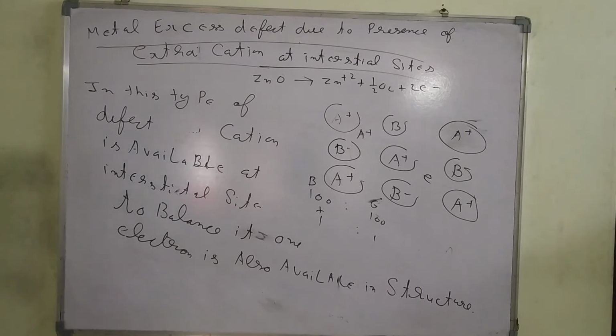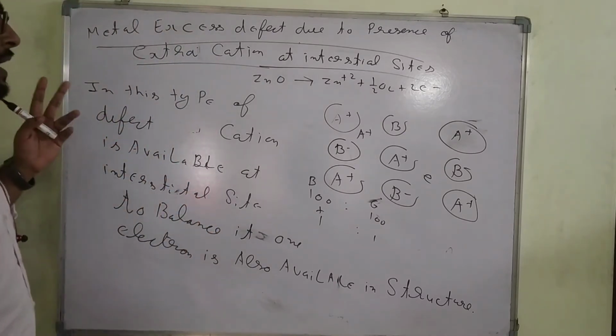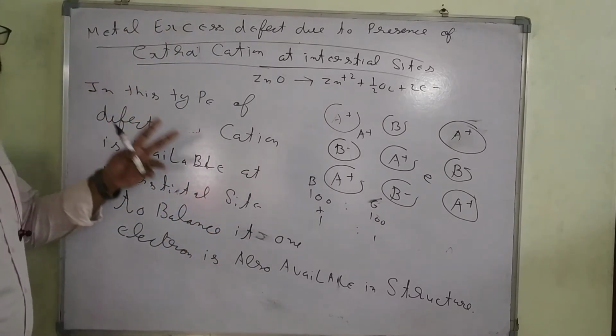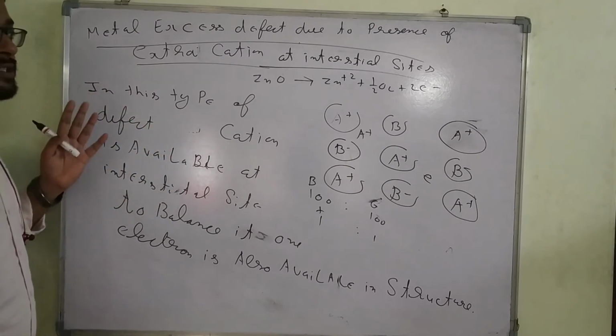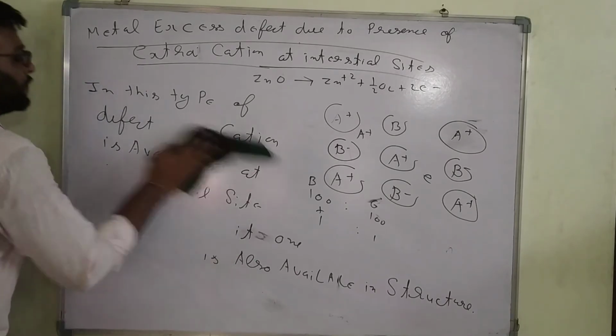Okay. Next, I am rubbing this point out. One topic is clear from non-stoichiometric defect: metal excess defect, due to presence of extra cation at an interstitial site. Next, the second part of this, I am rubbing this out. Just note down these points.